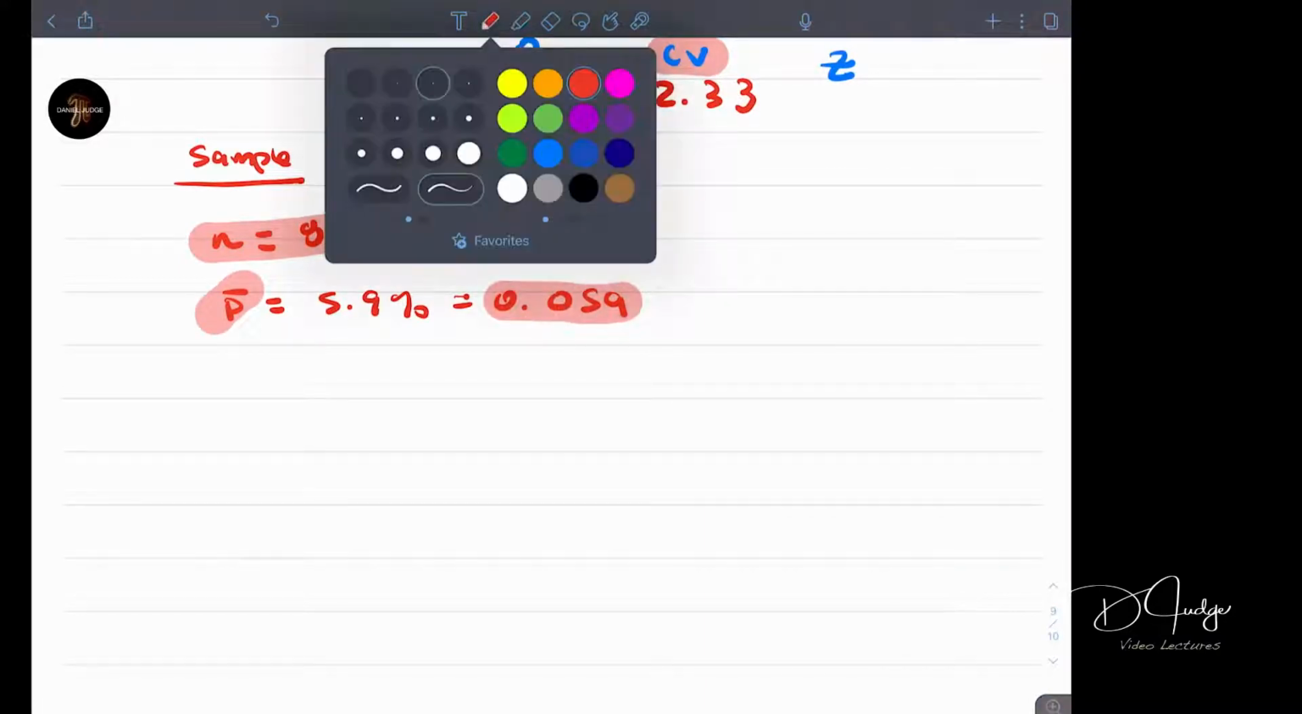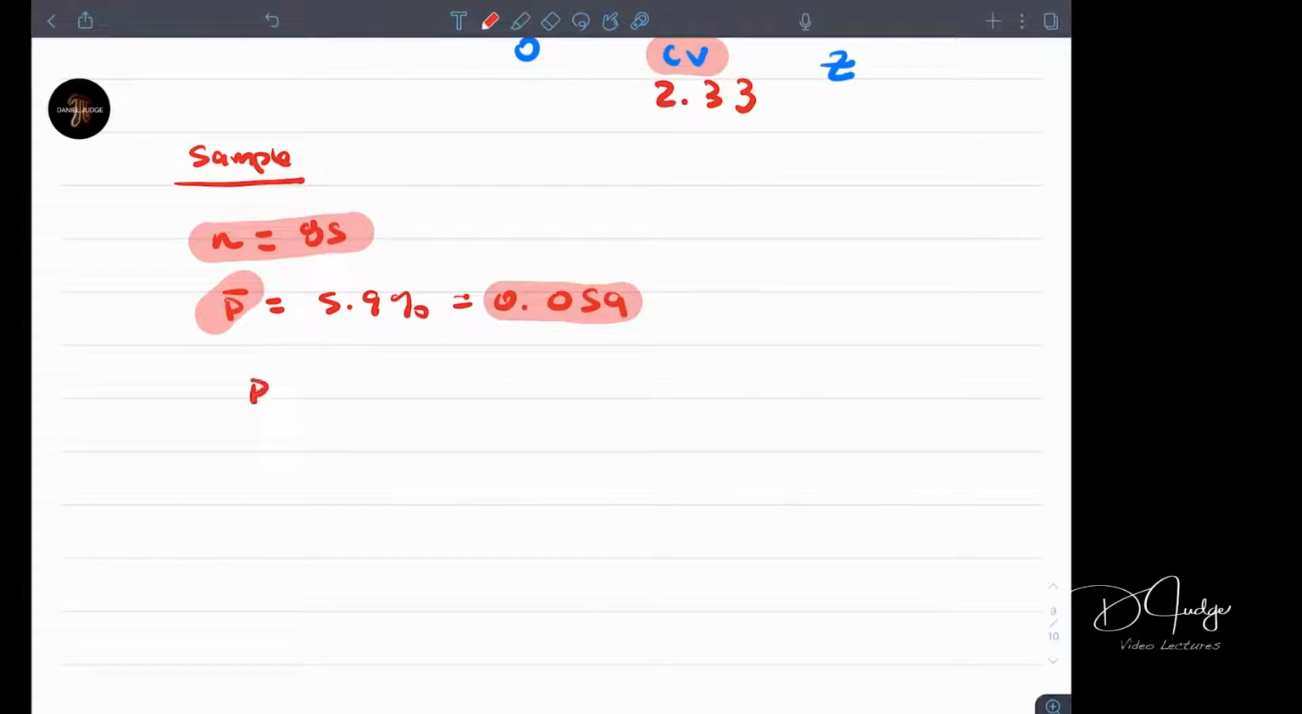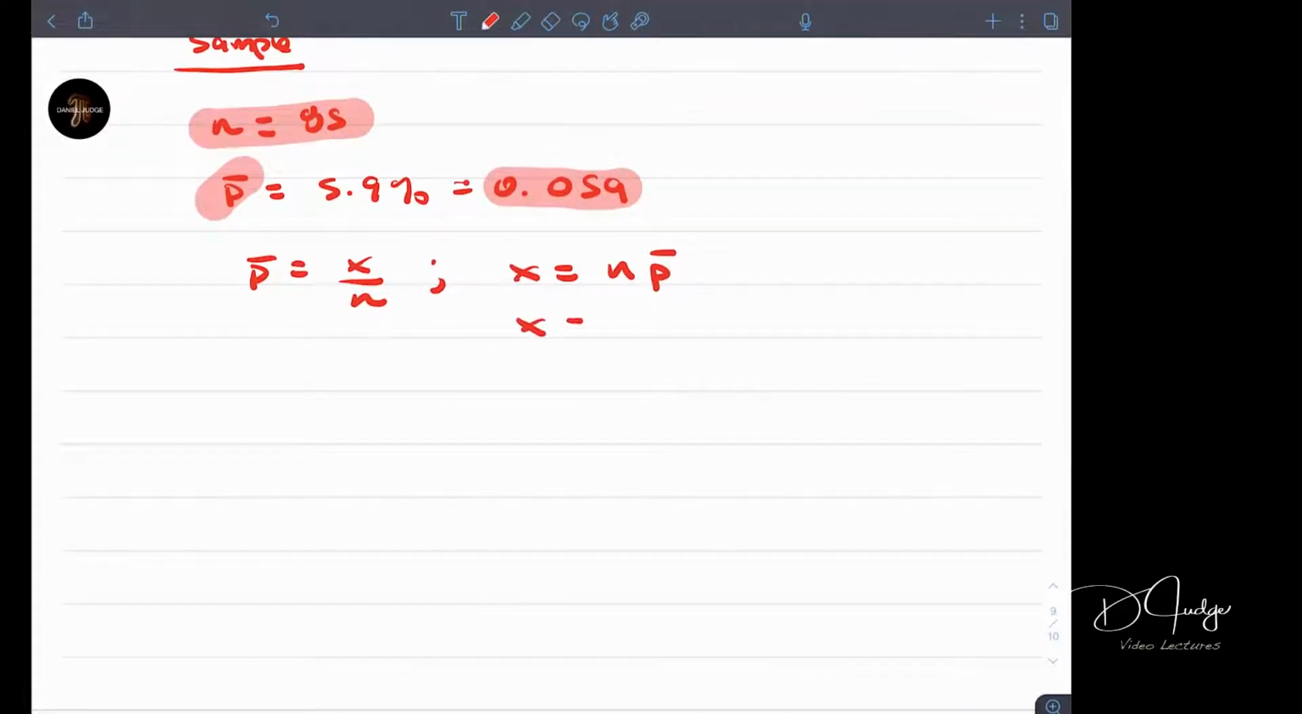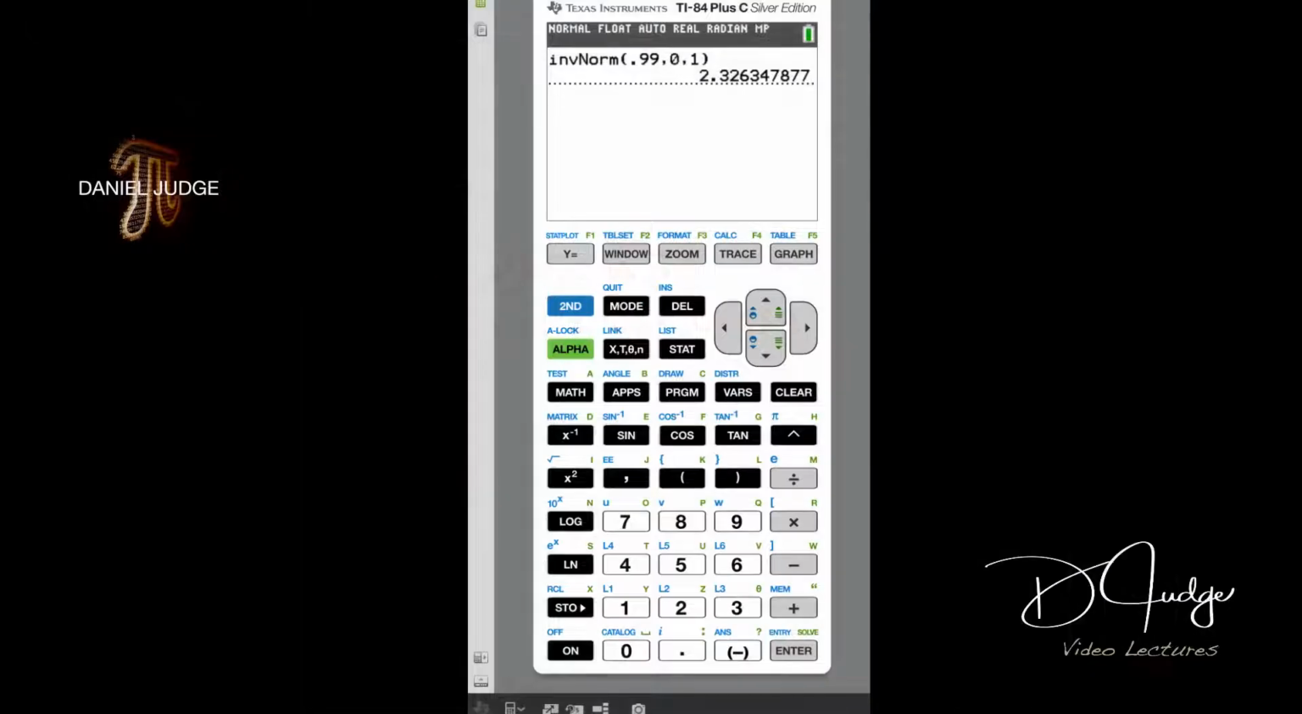5.9%. The TI requires you to have an X value. They want the number of successes. So you're going to have to use some algebra and multiply both sides by n. Remember the formula: this is n times the sample proportion. This is how you get the value of X. So in this problem, we're going to have to get that X value. That's 85 times 0.059. And we're going to approximate to the nearest whole number. So I'm going to clear that out.